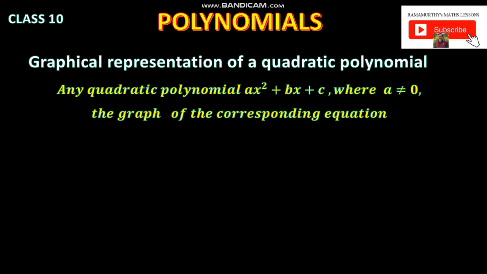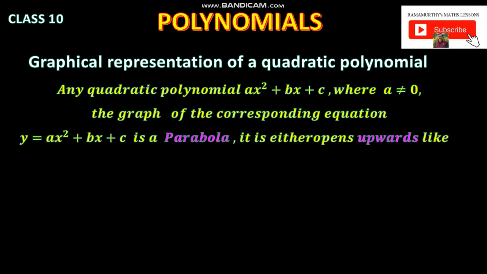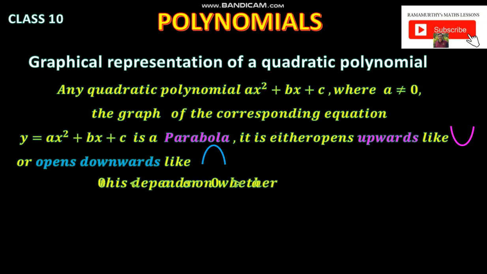The graph of the corresponding equation y equals ax square plus bx plus c is a parabola. It either opens upwards like this or opens downwards like this. So it depends upon the value of a.